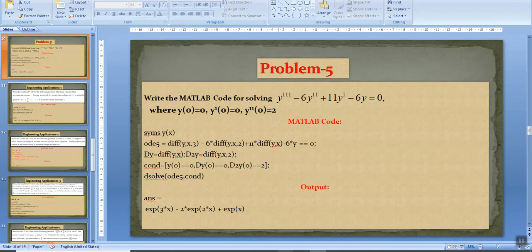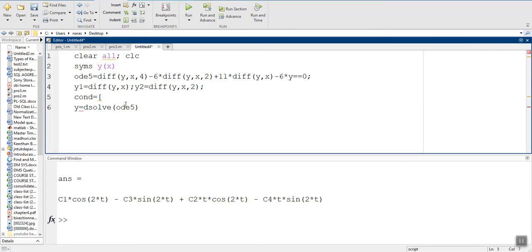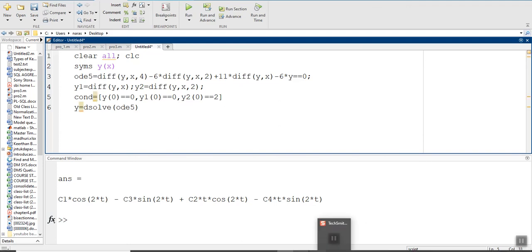Okay, what is vector function? First, Y of 0 equals to 0, comma Y1 of 0 is also 0 is given, comma Y2 just name inside is x value equals to 2. I will check it.